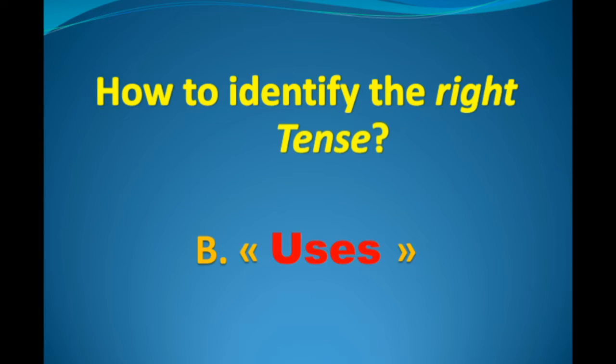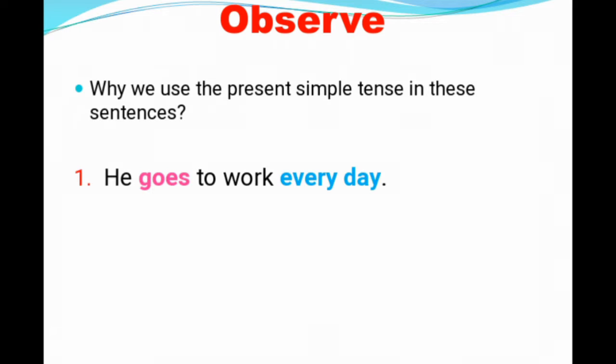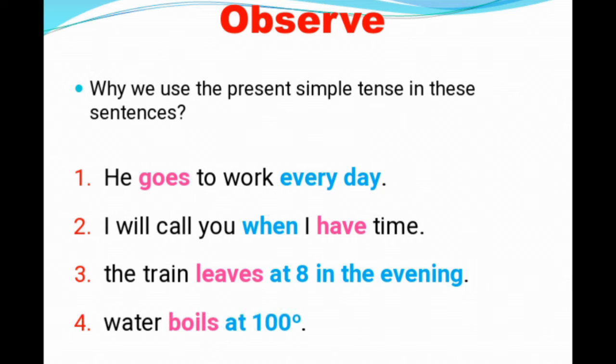How to identify the right tense uses. Let's observe these sentences and try to understand why we used the present simple tense. First sentence: He goes to work every day. Every day, that word refers to something routine, repeated daily. The second one: I will call you when I have time. There are two verbs, I will call and I have time.